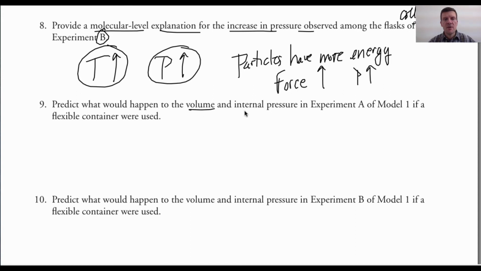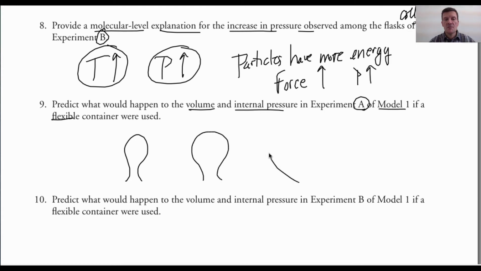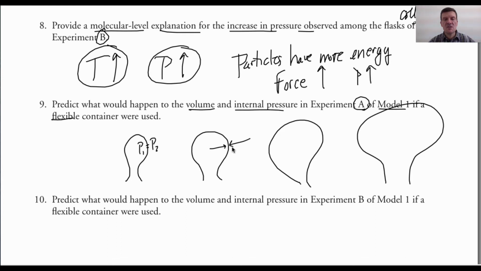Predict what would happen to the volume and internal pressure in experiment A of Model 1 if a flexible container were used. Well, if you have a flexible container and you keep adding more and more particles, the balloon, let's say, is going to get bigger and bigger because you're adding more and more particles. But the internal pressure and the external pressure are always going to be equal. This will continue to expand until the internal pressure and the external pressure are the same. Once they are, it stops expanding and it has gotten back to that original pressure that it was at.